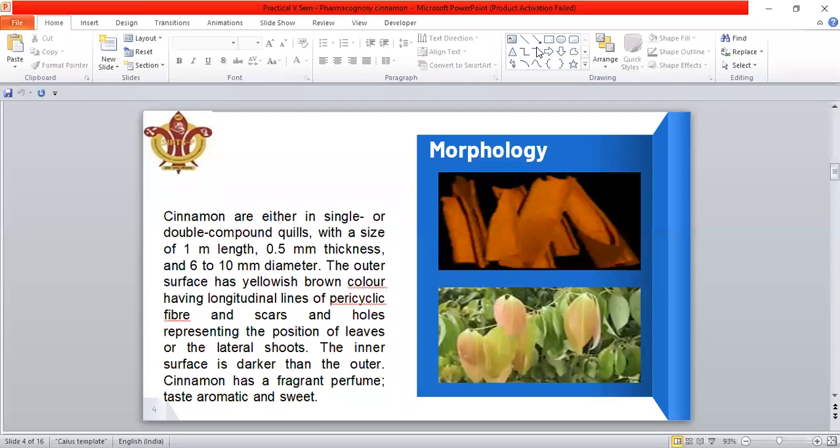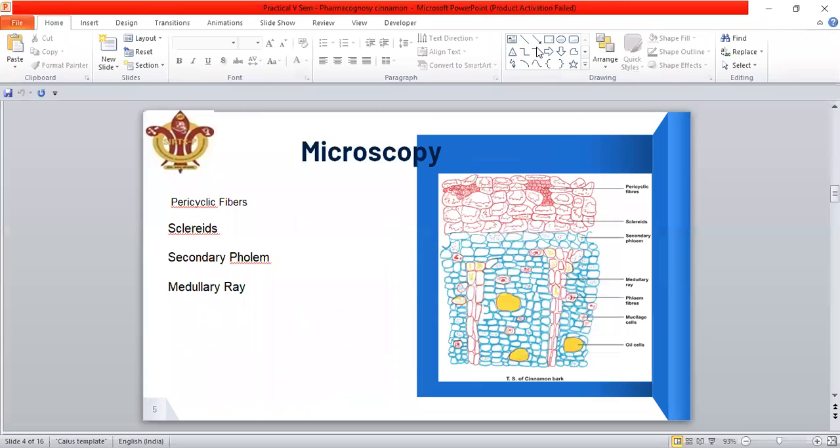Okay. So this is the morphology of cinnamon. The leaves of cinnamon are also used as a spice, under the name bay leaf. Microscopy: the microscopy of cinnamon bark is described here. It consists of the topmost layer of pericyclic fibers and sclereids, secondary phloem, and medullary rays. In the secondary phloem you can see the phloem fibers, mucilage cells, and oil cells. These are the basic microscopic structures of cinnamon bark.